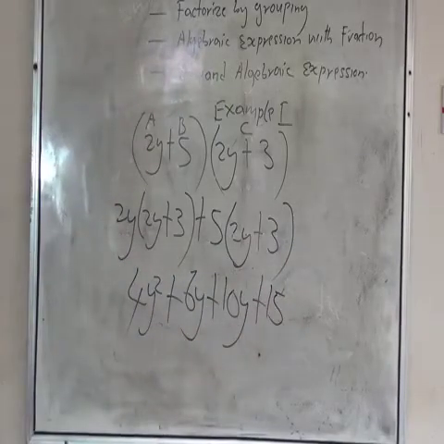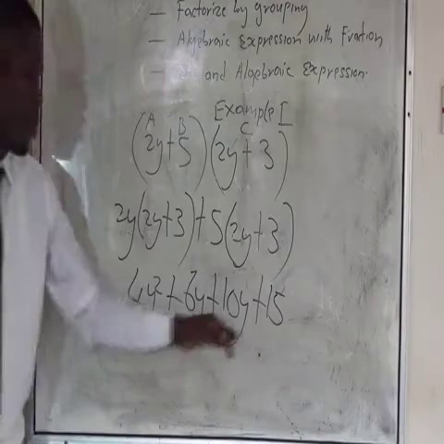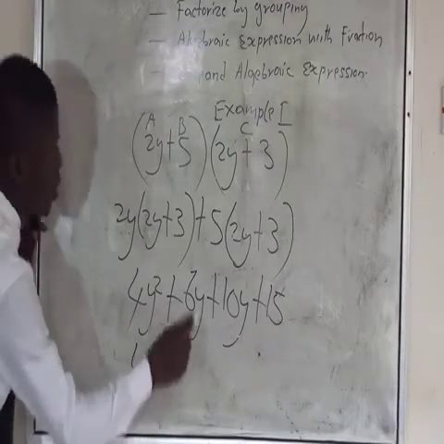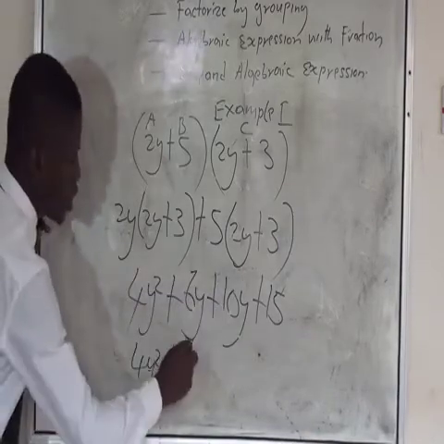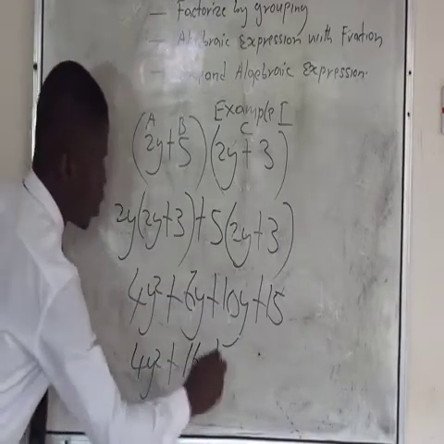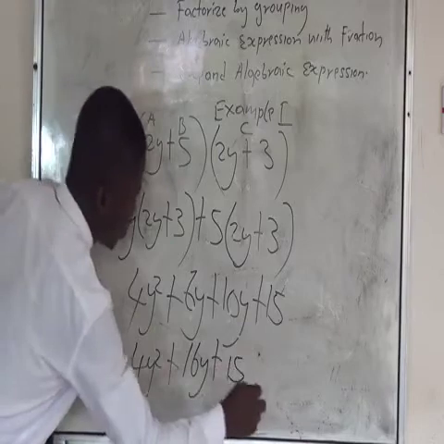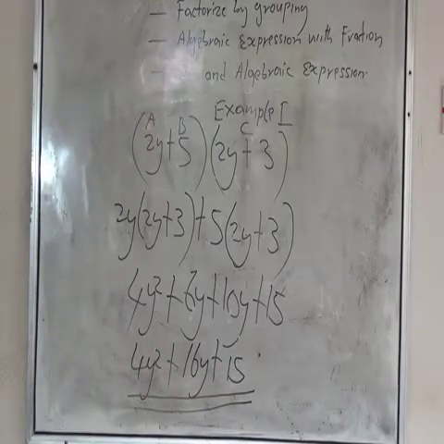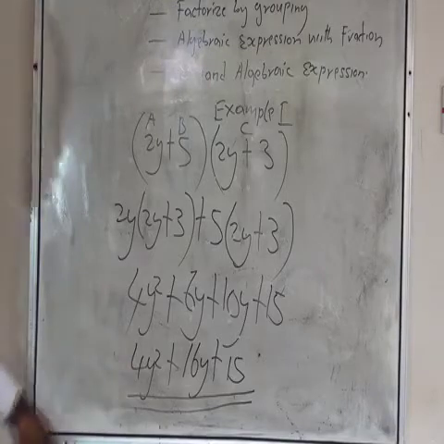Then we add the ones that have the same alphabet. 4y squared plus 6y plus 10y will give us 16y, plus 5 plus 15. That's the final answer. We have expanded; the expansion is the final answer.